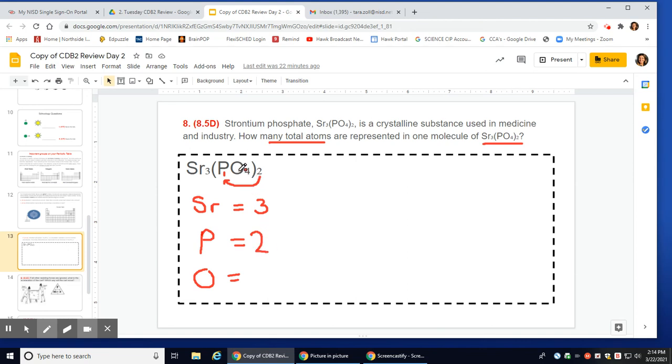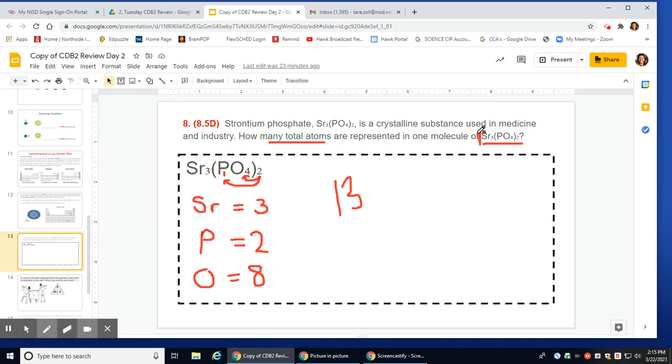And then I would do the same for oxygen. Take that subscript outside and multiply it by the subscript inside. So 2 times 4 would give me 8 oxygen atoms there. So to get your total number of atoms, you'd have to add these all together. So 8 plus 2 is 10, plus 3 is 13 atoms total in one molecule, okay?